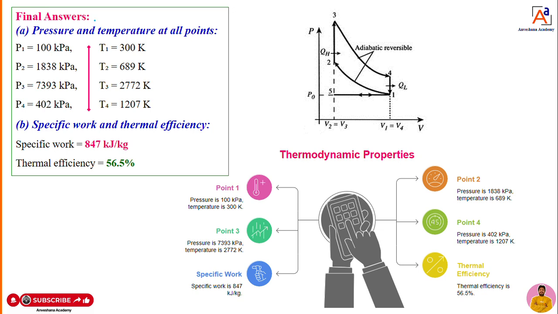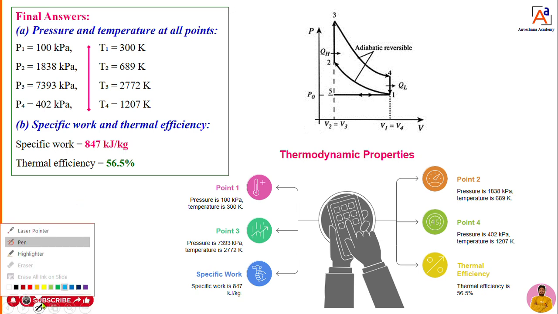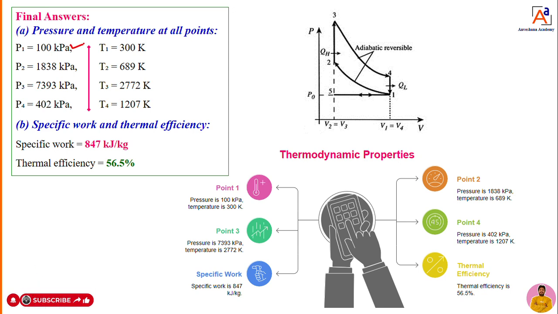Now what are the findings? What are the final answers? You can mark the final answers here. P1 is given, P2, P3 and P4 you have already calculated. Dear students, at the end of your calculations, please put the final answers in a box. That would be better. Then T1 is given, but T2, T3 and T4 you have calculated. This is our first finding. Then the second finding, you need to calculate the specific work output and thermal efficiency, that is 847 kilojoules per kg, then 56.5%.